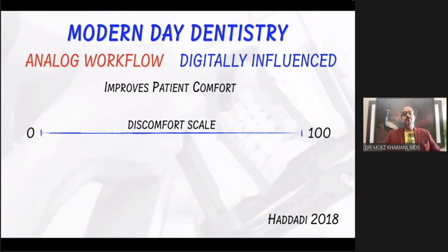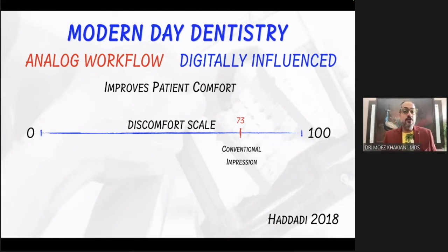I'm going to share with you the findings of an article from 2018, which is by Haddadi. I hope I'm pronouncing the name correct. And this is where, on a 0 to 100 scale, he identified that whenever you make a conventional impression, 73% of the patients say that it was not comfortable, which means the patient doesn't enjoy this procedure, which means this is not a step the patient is looking forward to.